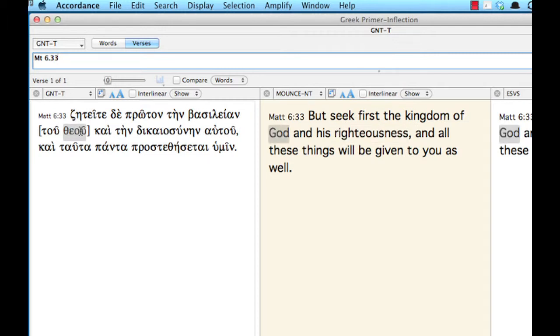And the brackets around tou theou is just the Greek text way of saying that some Greek manuscripts have tou theou, some don't have tou theou. But that's a whole debate for Functional Greek. We won't get into that.